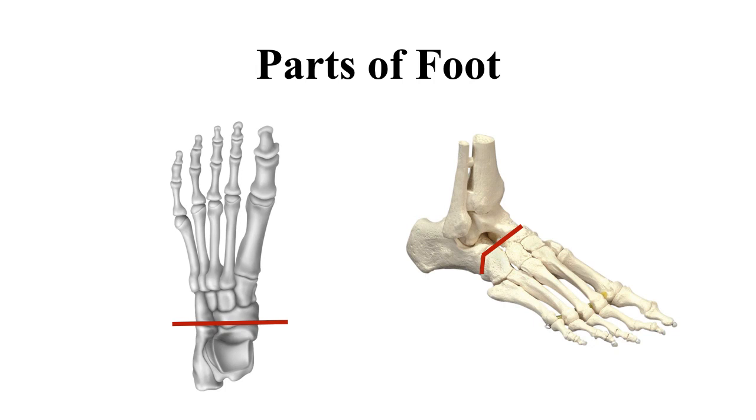Next, this bone is the talus, this bone is the navicular, and this line is the talonavicular joint line. So this line which runs between the talonavicular joint and the calcaneocuboid joint is called the mid-tarsal joint, and the part of the foot which is behind or posterior to this red line is called the hind foot.